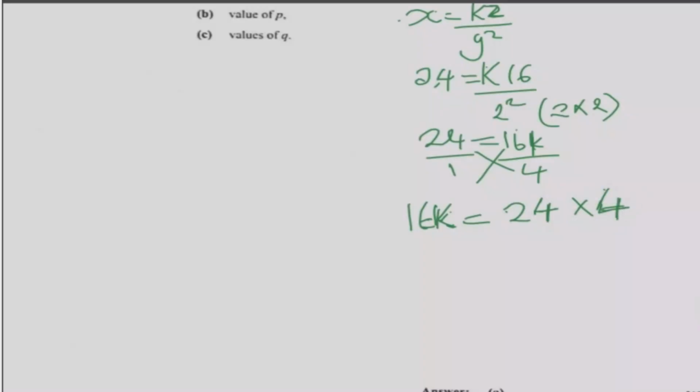Okay, so what we can do now is divide both sides by 16. Why? We want to remain with the k on one side of the equal sign. That means the 16 down and the 16 on top will cancel each other, leaving us with k, which is equal to, then we say, what number can go into 16 and 4? That is 4 itself.